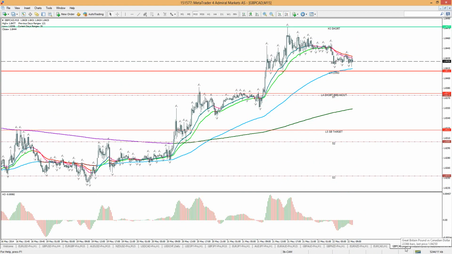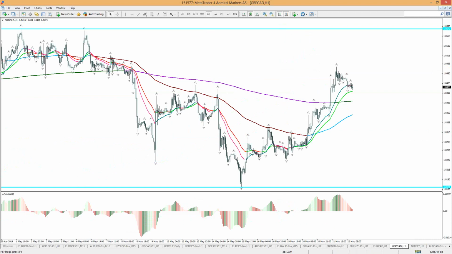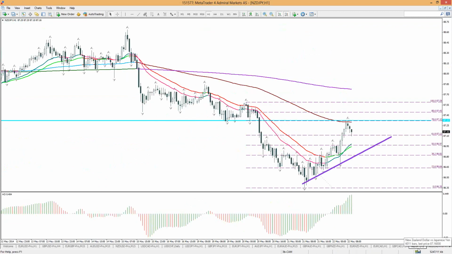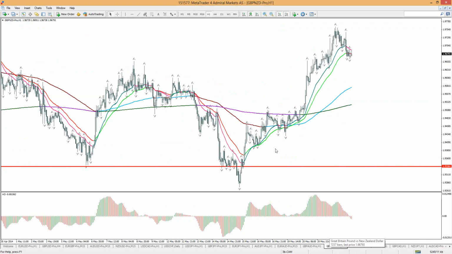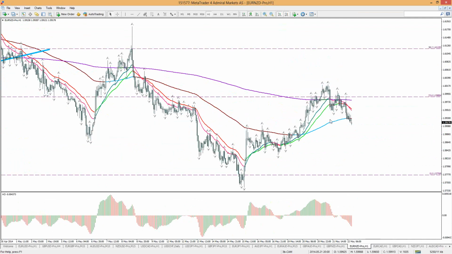Now the CAD is not at the moment my favorite pair, so therefore maybe I like the pound yen a tad more, just a tad. It's primarily the pound that's the setup here. So what else? Let's take a look at the pound New Zealand and euro New Zealand. Also a lot of momentum to the upside with prices retracing. Euro New Zealand, same story.